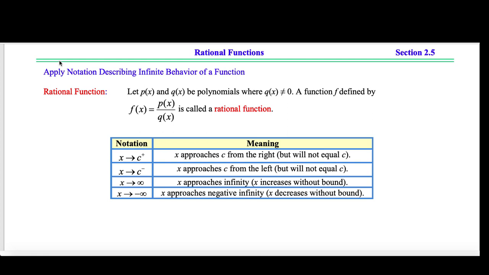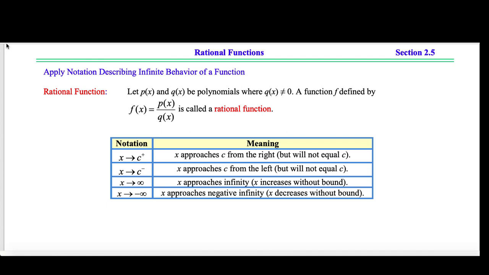In this section, we will be talking about rational functions. A rational function is defined as a function that is the ratio of two polynomials. So if p of x and q of x are polynomials, where q of x is not equal to 0, a function f defined as p of x over q of x is called a rational function.